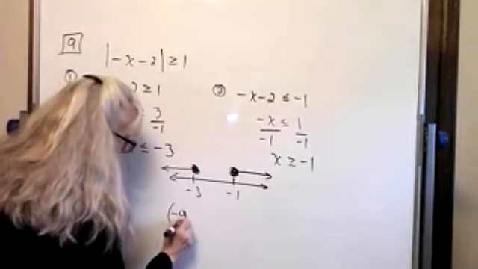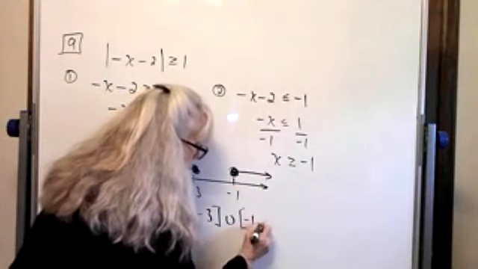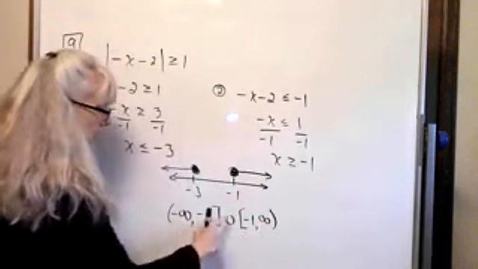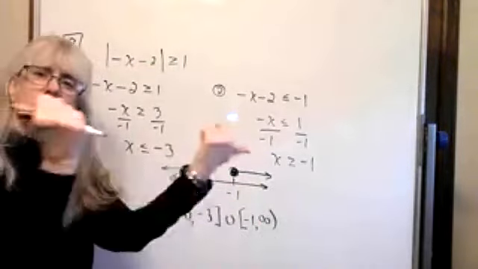So we're going to go from negative infinity to negative 3 with a bracket, and from negative 1 to infinity with a bracket on the negative 1. Again, we'll put the union symbol between the two. And there's your second one where they point away from each other.